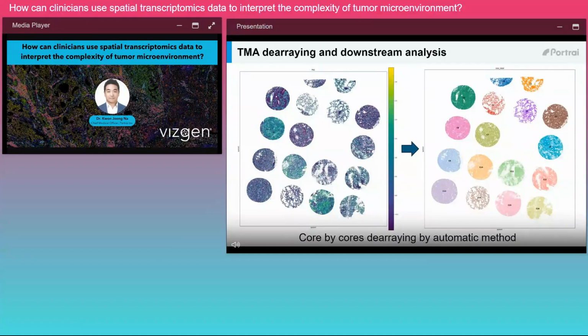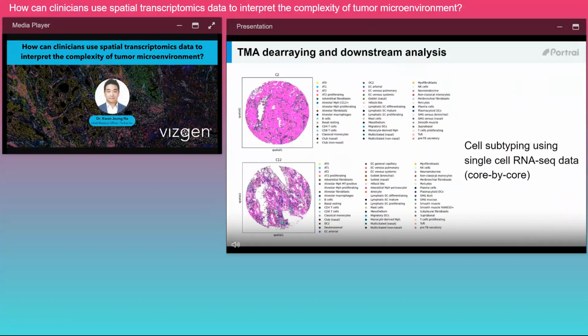On the left side is the raw data from MERSCOPE, and on the right side, our automatic algorithm divides the cores into separate clusters. So this allows us to treat the data from individual cores as the data from single patients. This automation further enhances our ability to conduct large-scale studies effectively.